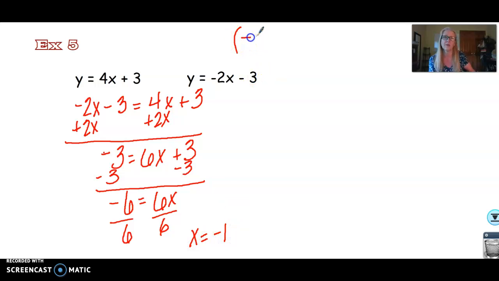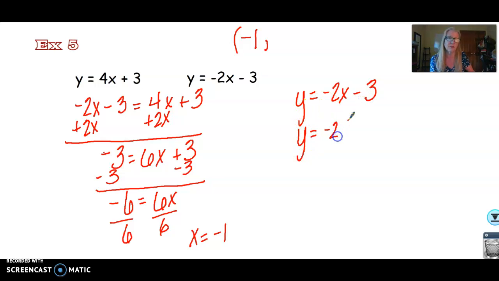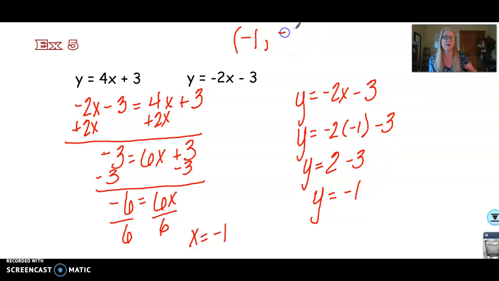So on my xy coordinate point, x is negative 1, but what's y? Well, we need one of these equations. We'll use the 2, 3 one. Negative 2x minus 3. X is negative 1, so I have negative 2 times negative 1 minus 3. That gives me y equals, negative times a negative is a positive, and that means that y is also negative 1. So the xy coordinate point where these two lines would intersect is negative 1, negative 1.